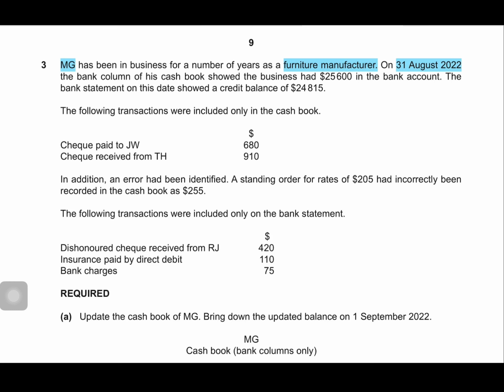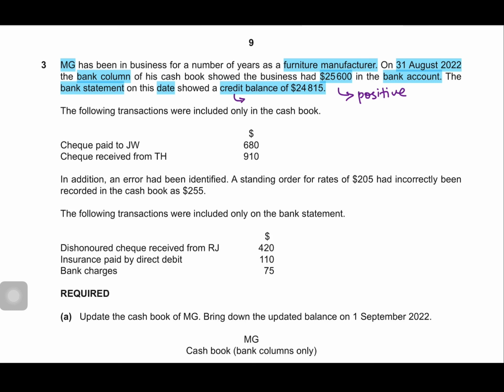The question says MG has been in business for a number of years as a furniture manufacturer, and on 31st August 2022 the bank column of his cash book showed the business had 25,600 in the bank account. Okay, this is the balance as per bank account, which is a positive balance as the question is silent. So 25,600. Then it further says the bank statement on the same date showed a credit balance of 24,815.